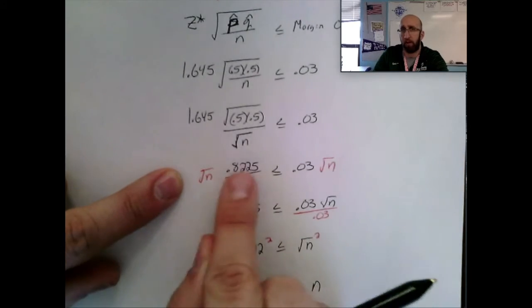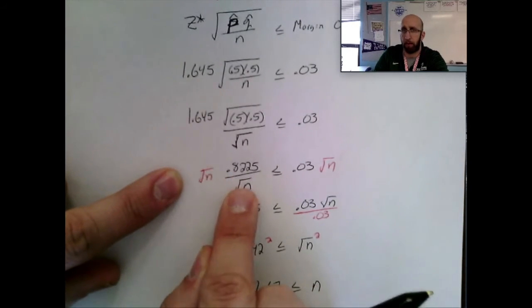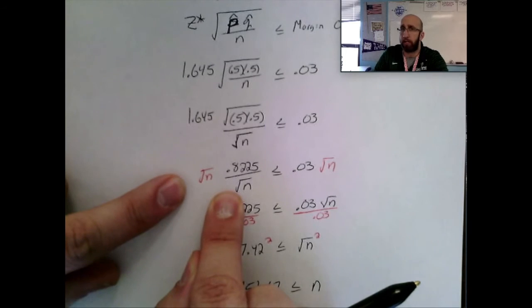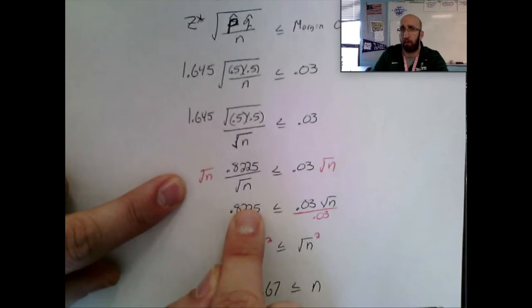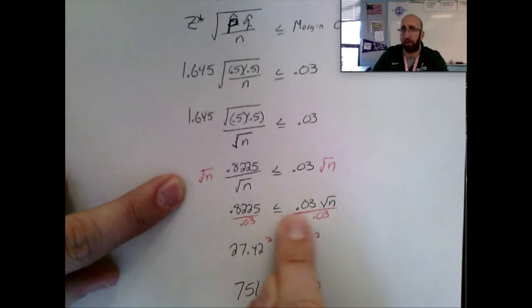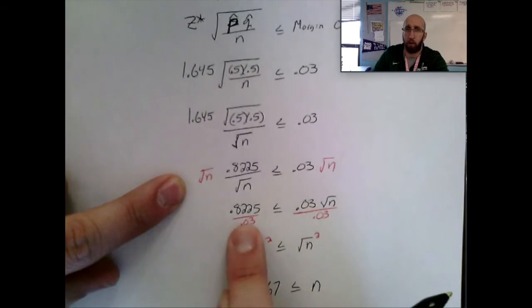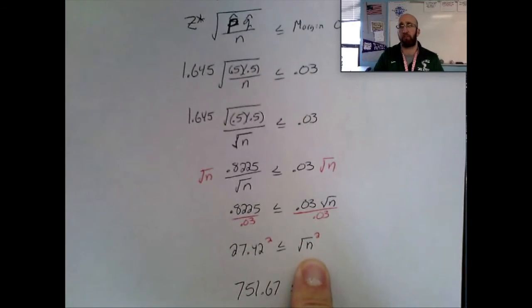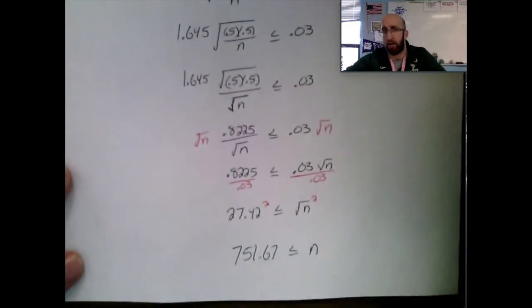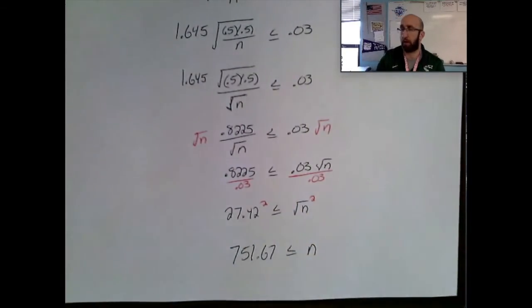What happens here is when I have a square root of n on top and the bottom of the fraction, these are going to cancel out. So I'm left with 0.8225 is less than or equal to 0.03 times the square root of n. Trying to get n by itself, so I move the 0.03 to the other side by division. And then finally, to get rid of the square root with the n, I square both sides. So I get it all down to 751.67 is less than or equal to n.